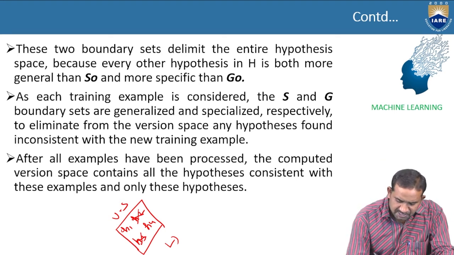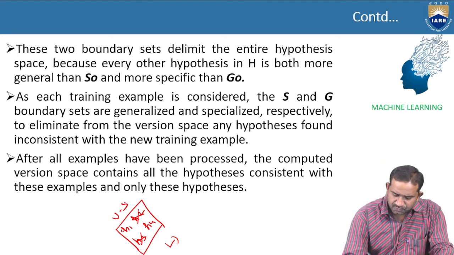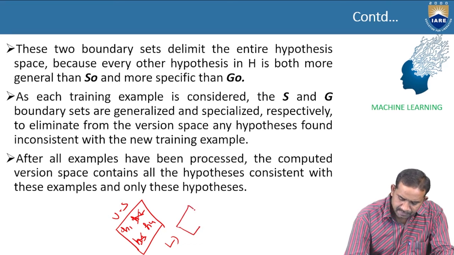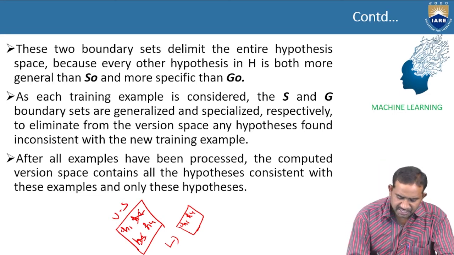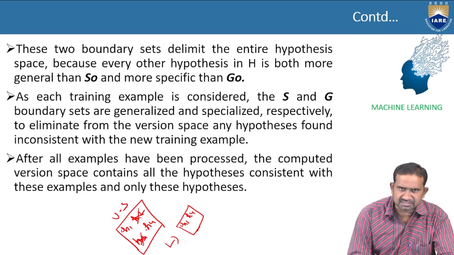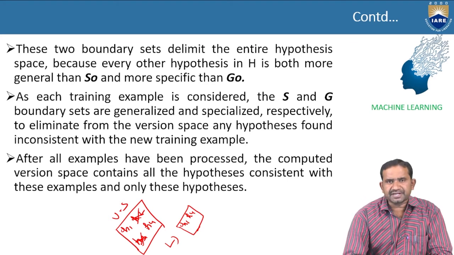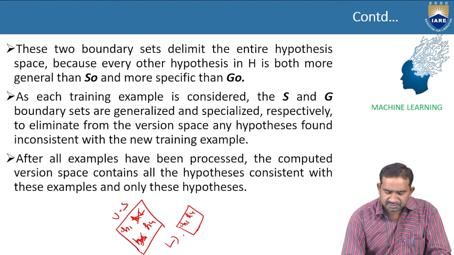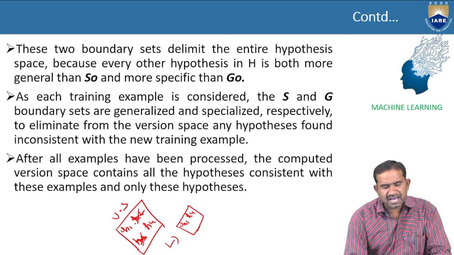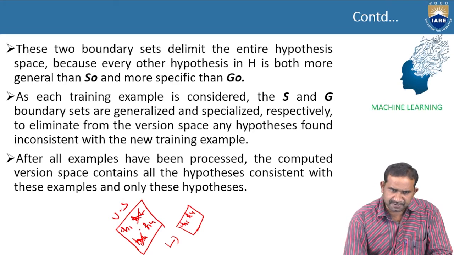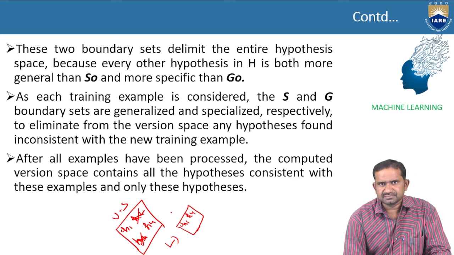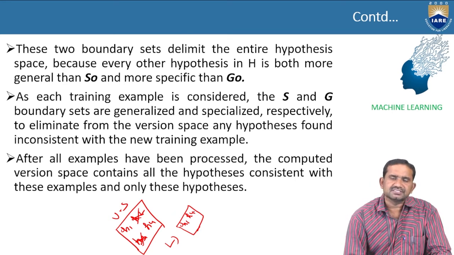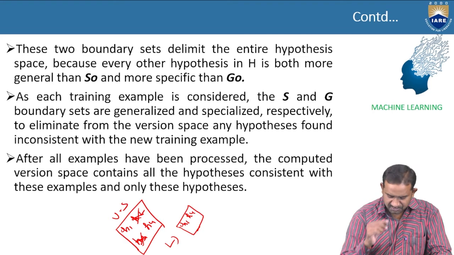So finally, how many hypotheses are remaining in the workspace? Only H1 as well as H4 are the remaining hypotheses in the workspace. Why? Because H2 as well as H3 are not consistent, meaning inconsistent with the training examples. So the workspace has only 2 hypotheses. Initially 4 hypotheses are there, but after comparing, only 2 hypotheses remain in the workspace. That is the idea about this.